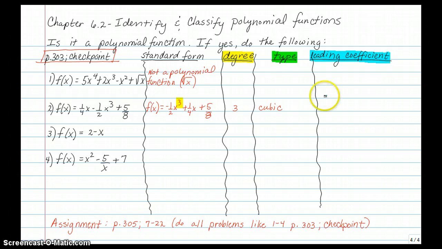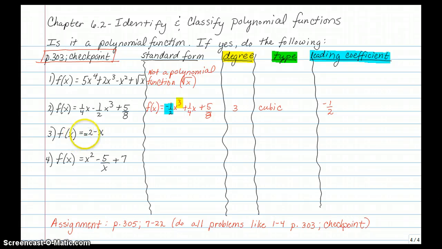And then the final one, the leading coefficient, is going to be the negative 1/2. And that is going to be this color right here. This is your leading coefficient right there, the negative 1/2. 5/8 is a constant if you want to know that. It's not necessary. Okay, let's go on to number 3.